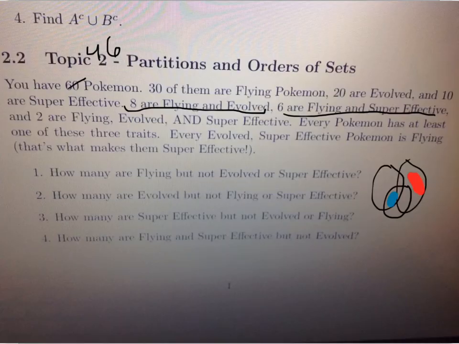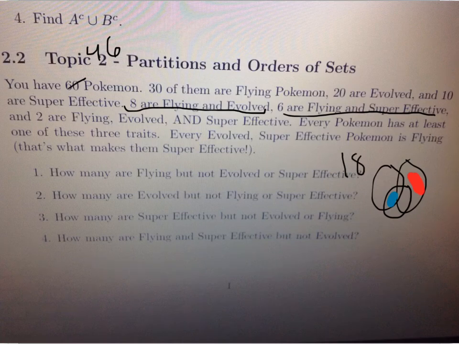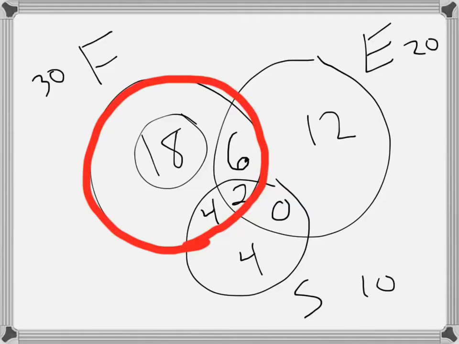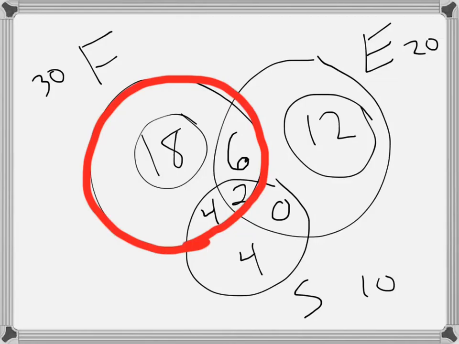How many are flying but not evolved or super effective? Well, we just saw that to be 18 right there. So that's 18. How many are evolved but not flying or super effective? That's this, right? So that's 12. And then how many are super effective but not evolved or flying? We saw 4. And then flying and super effective but not evolved, that was also 4. That's this right here on the Venn diagram.